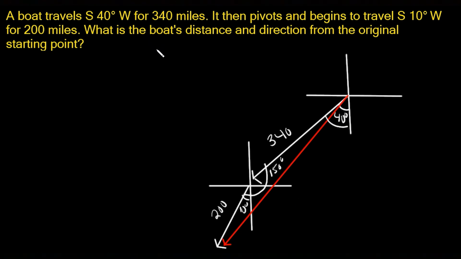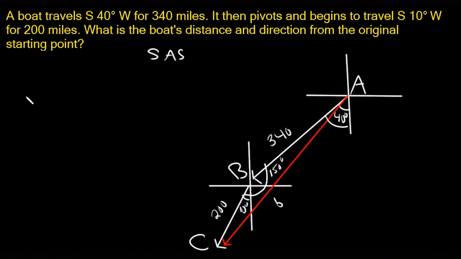So again, I have side angle side, so I can use the law of cosines. Go ahead and label your triangle. This will be angle A, this will be angle B, and this will be angle C. Again, it doesn't matter how you call it. Essentially, I'm trying to solve for side B.